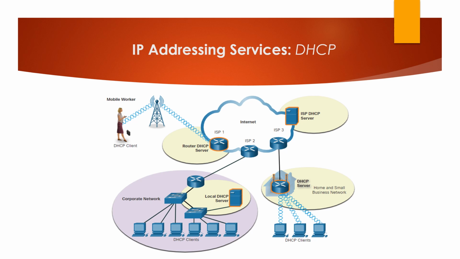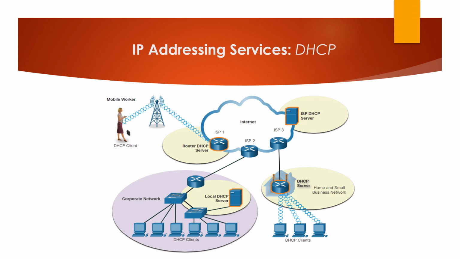DHCP for IPv6 provides similar services for IPv6 clients. One important difference is that DHCP version 6 does not provide a default gateway address. This can only be obtained dynamically from the router advertisement message on the router, if you remember when we explained that in other topics before.